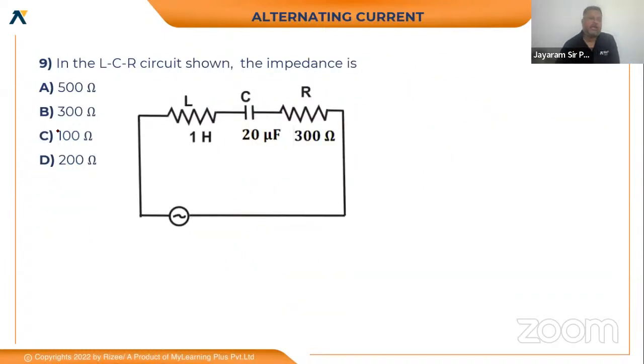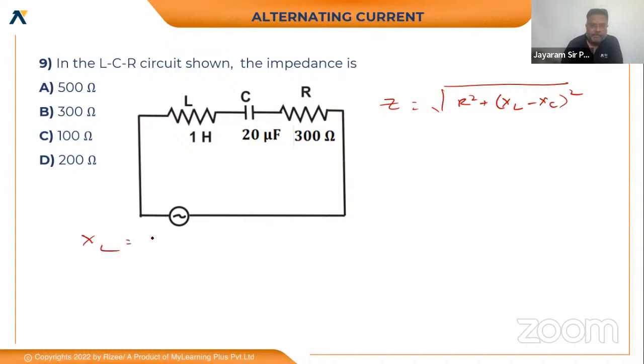Next one, in an LCR circuit shown, the impedance is going to be how much? Impedance means he is asking the Z. Z is equal to root over R square plus XL minus XC whole square. So let's first find out the XL and XC values. XL is equal to omega L, and XC is equal to 1 by omega C. We do have the L value and the C value also.